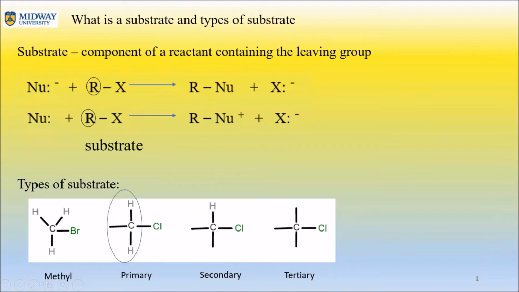Let me repeat. It's the substrate that controls what type of substitution or elimination reaction you will have. The leaving group itself does not control the type of reaction that happens. However, the leaving group does control whether a reaction would happen faster or slower, but ultimately it is the substrate that controls whether a reaction would be SN2, SN1, E2, or E1. Okay?